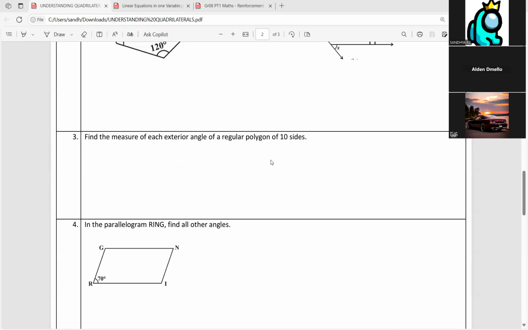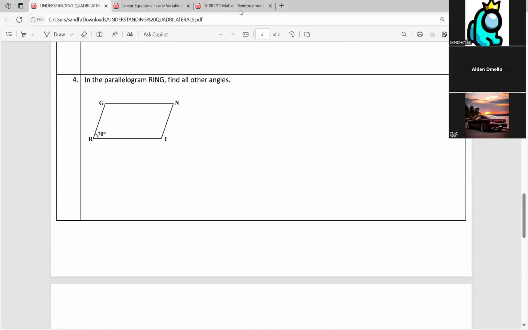In the parallelogram, find all the other angles. This quadrilateral is a parallelogram, right? What are the properties of angles in a parallelogram? Opposite angles are equal. Adjacent angles are supplementary.